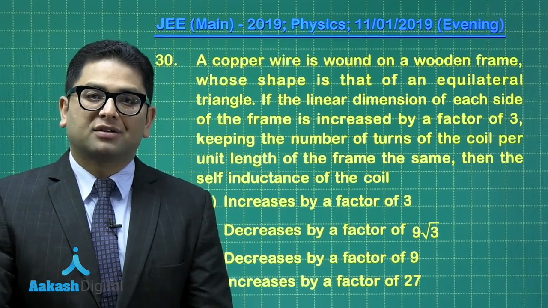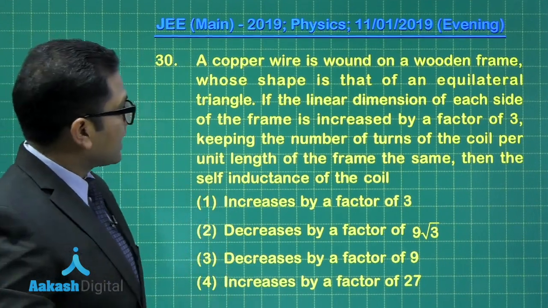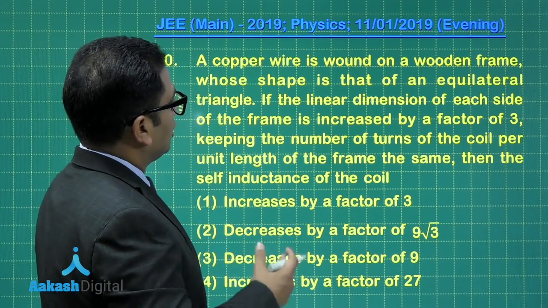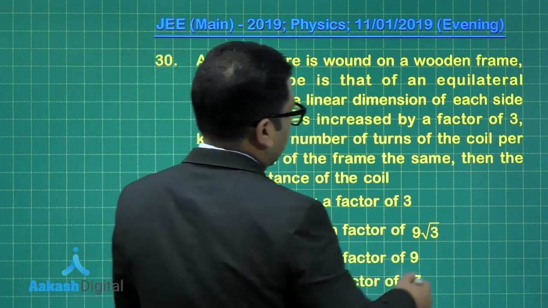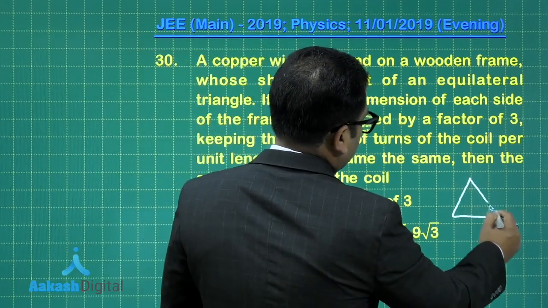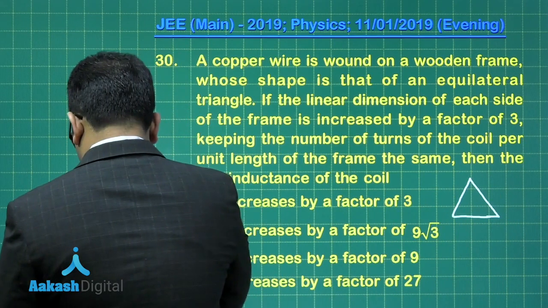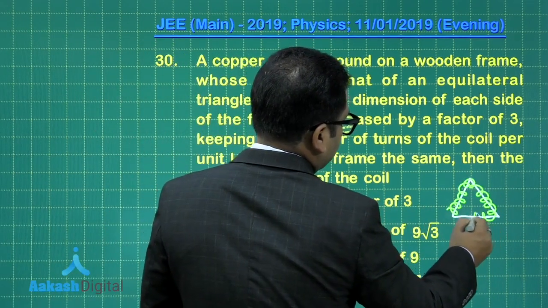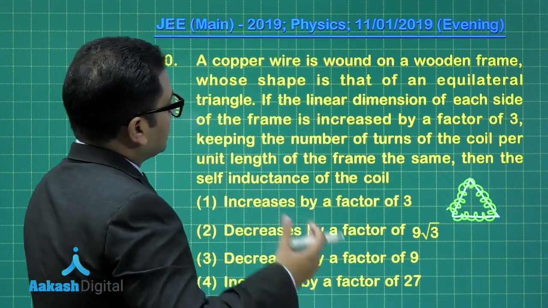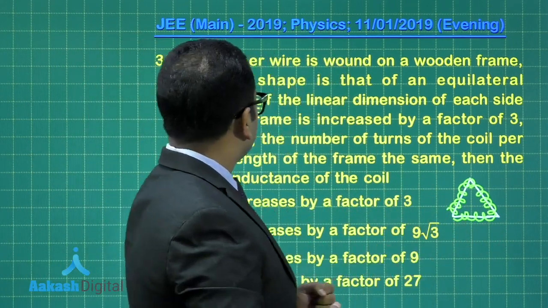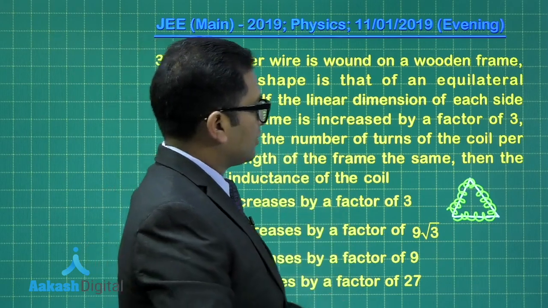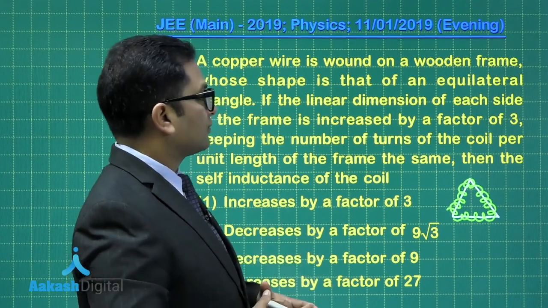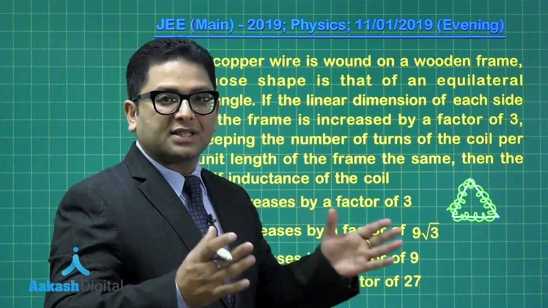The final question from the topic of electromagnetic induction, and it says something like this: a copper wire is wound on a wooden frame whose shape is that of an equilateral triangle. So here is an equilateral triangle, and a copper wire is wound in this given manner. If the linear dimension of each side of the frame is increased by a factor of 3, keeping the number of turns of the coil per unit length of the frame same. So number of turns per unit length is same.